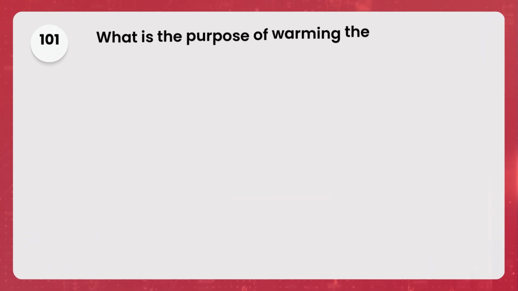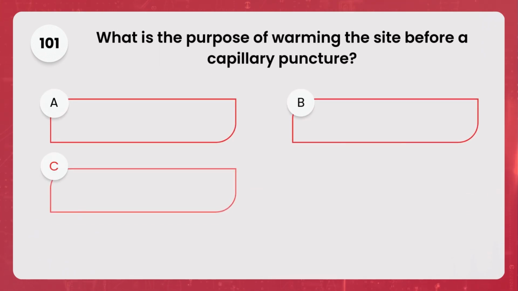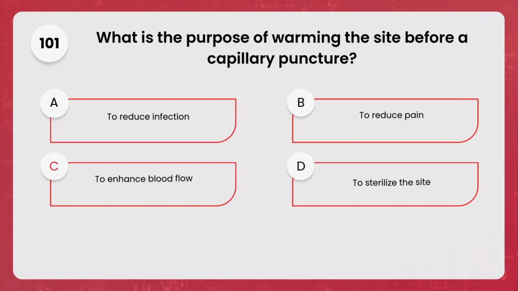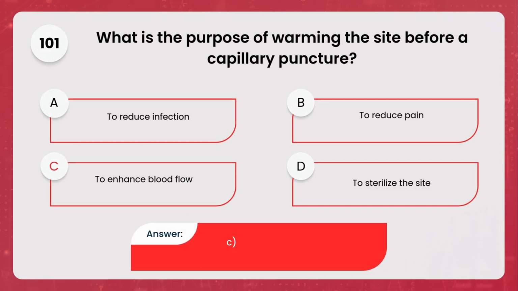Number 101. What is the purpose of warming the site before a capillary puncture? A. To reduce infection. B. To reduce pain. C. To enhance blood flow. Or D. Sterilize the site. The answer is C. To enhance blood flow.